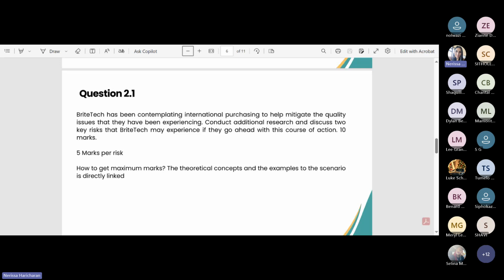So understand the risk, give me a definition for 2 marks, and then apply it to Brightech for 3 marks. It's as simple as that. Okay, any further questions here?